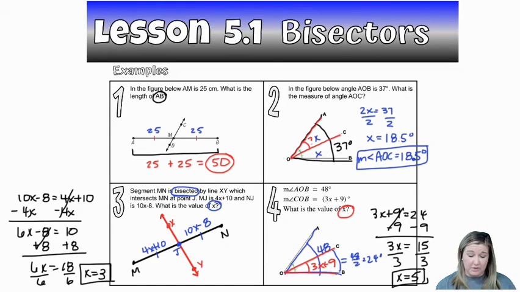So this is something where we're just taking a quick halt from triangles and refreshing our minds on bisectors. Because we are going to need it here in just a little bit, knowing that a bisector cuts it into two equal halves or two equal parts. So that is segment bisectors and angle bisectors.